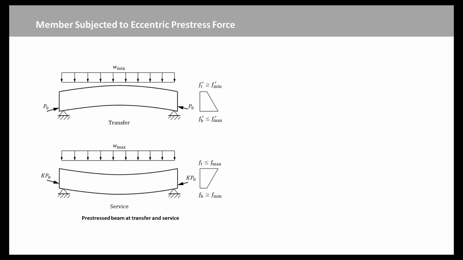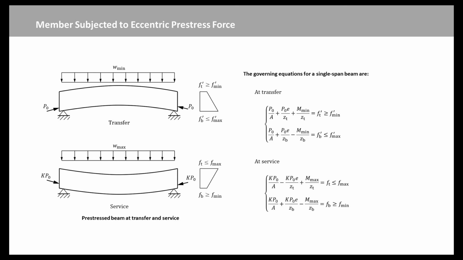For a single span, simply supported beam, it is usually the minimum moment at transfer and the maximum moment at the surface that will govern, as shown in this figure. From this figure, the governing equations for a single span beam are expressed here, where Fmax dash, Fminimum dash, Fmax, and Fminimum are the appropriate permissible stresses at the transfer and serviceability conditions. PL is the pre-stressing force at the transfer, and K is a loss factor that accounts for the stress losses. For example, K equal to 0.8 for 20% loss.